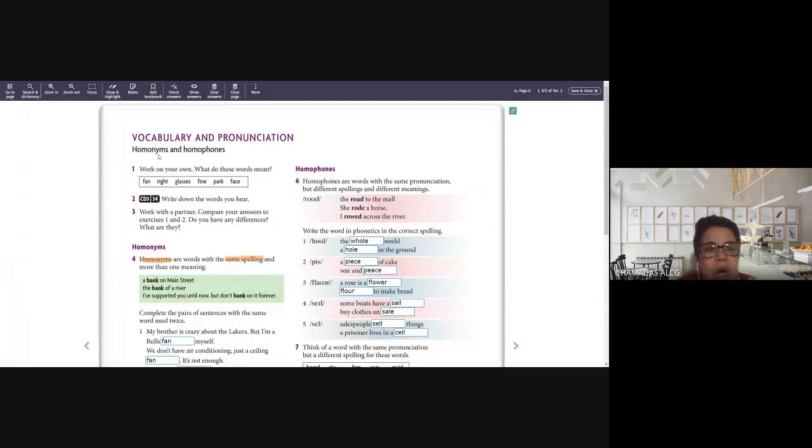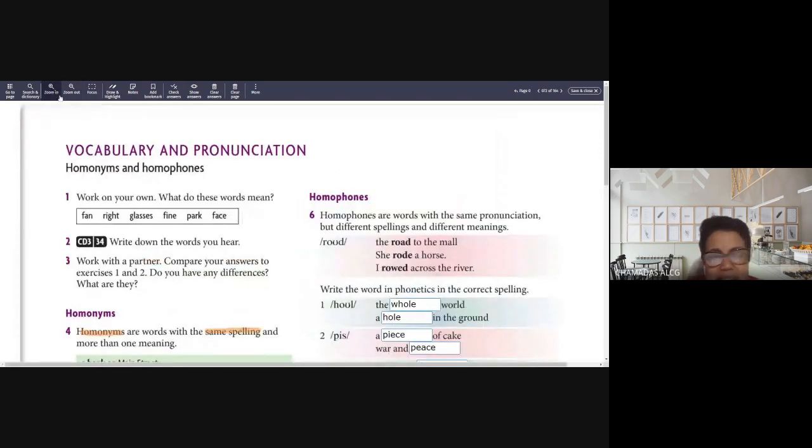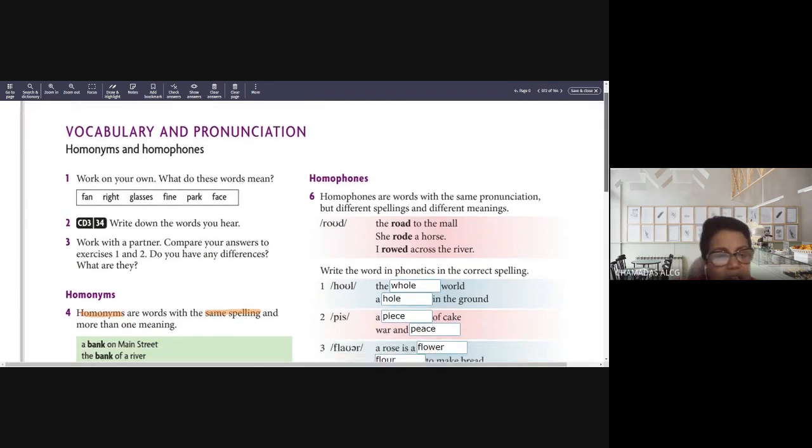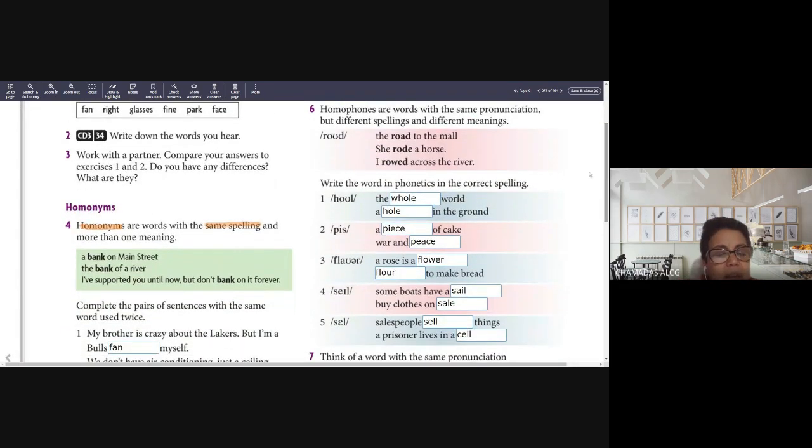Here, homonyms and homophones. What do these words mean? Let's take a look. Fan, bright, glasses, fine, bark, face. Here, they want us to write down the words we hear. So let's listen.